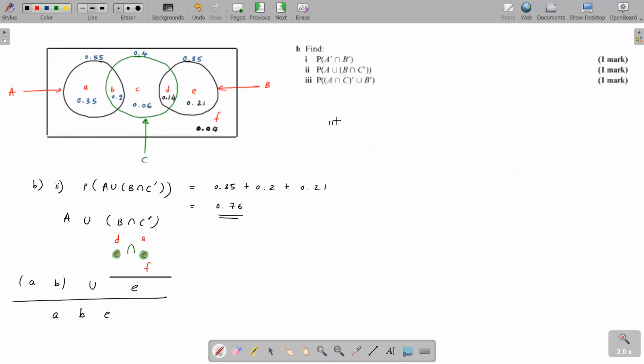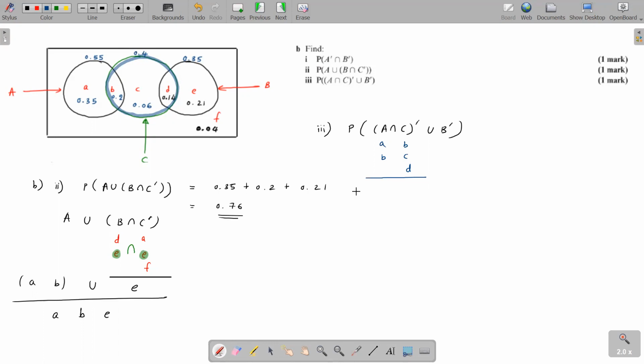Okay, guys, moving on to Roman number 3. Probability of A intersection C, whole thing dash, union B dash. All right. So first, let's get A intersection C and then take the dash of that. When it comes to circle A, we have the regions A and B. And when it comes to circle C, we have the regions B, C, D.